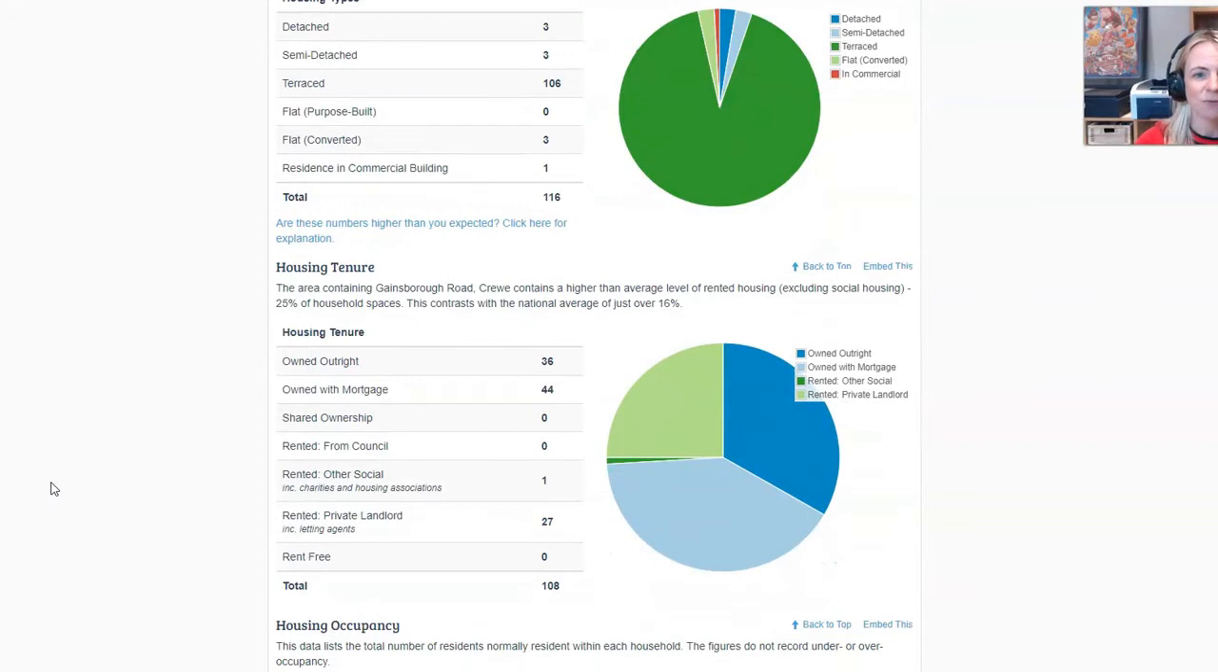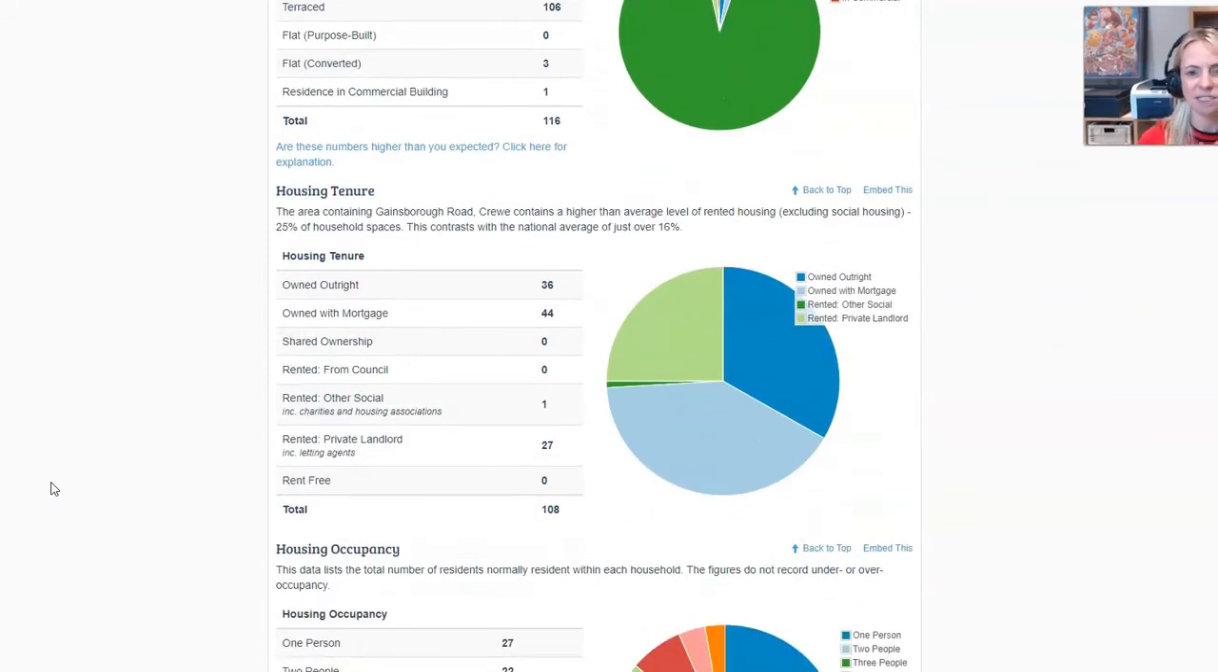If I scroll down, you'll see the housing tenure. And this is a very interesting chart as well because it divides up the number of people that are guesstimated to be in that area and what their tenure is. So do they own the property? Do they own it outright, or are they renting? And you can see here from the green section on the pie chart, the green piece of pie, that there's about a third of people in this area who are renting.